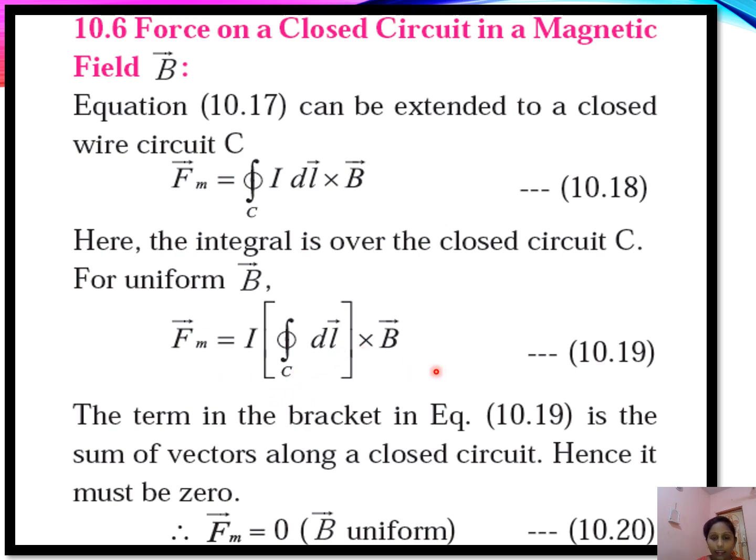For a uniform magnetic field, the equation becomes Fm vector is equal to I in bracket closed integration of dl vector cross B vector. The bracket term, which is closed integration of dl vector, is nothing but the sum of the vectors along the closed path. Hence it is 0, and the equation becomes Fm vector is equal to 0 as B is uniform. Because the force is due to the magnetic field, as the magnetic field is uniform, the force is 0.